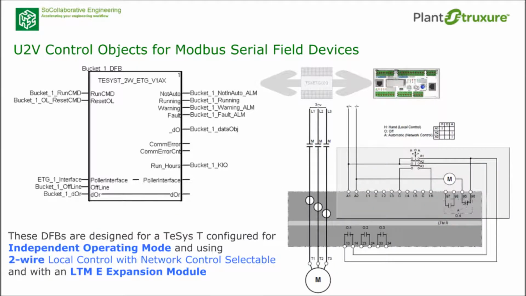These DFBs are designed for a TSST configured for independent operating mode and using 2-wire local control with network control selectable and with an LTME expansion module. These DFBs can also be easily adapted for other TSST configurations.